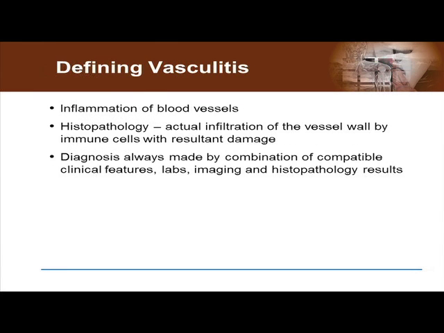So how do we define vasculitis? Simply put, it's inflammation of blood vessels, and inherent in this definition is the fact that in true systemic vasculitis, you actually see immune cells within the wall of the blood vessel with resultant damage. It's not enough to have a few lymphocytes or immune cells around the blood vessel which is intact, but you actually see destruction of the vessel wall architecture by these immune cells.